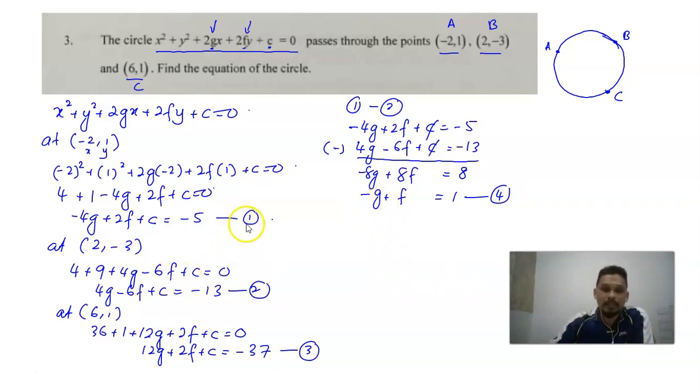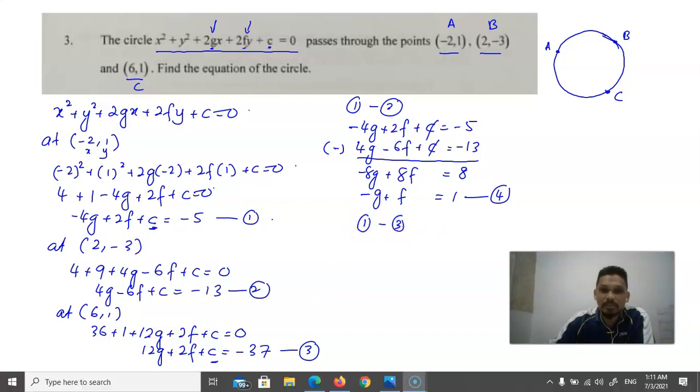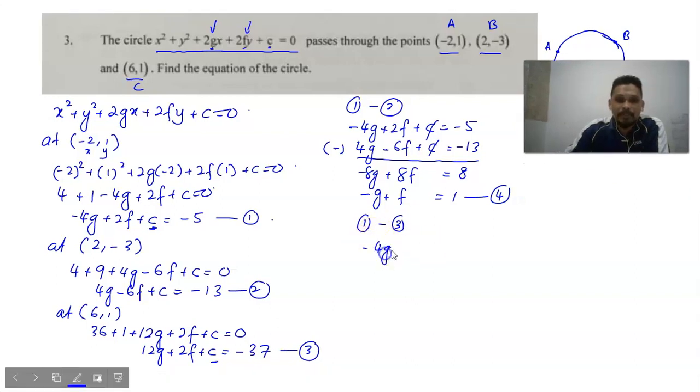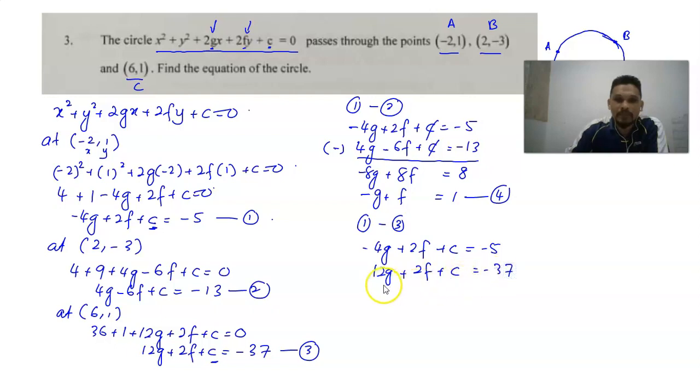Then I'm referring to c and c from equation 3 again. So I make this equation 1 minus equation 3. Negative 4g plus 2f plus c equal to negative 5, and 12g plus 2f plus c equal to negative 37. Now c minus c equal to 0.